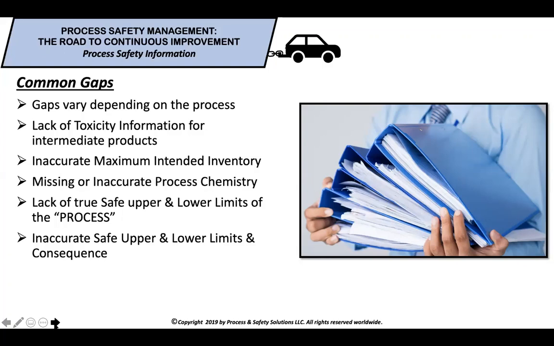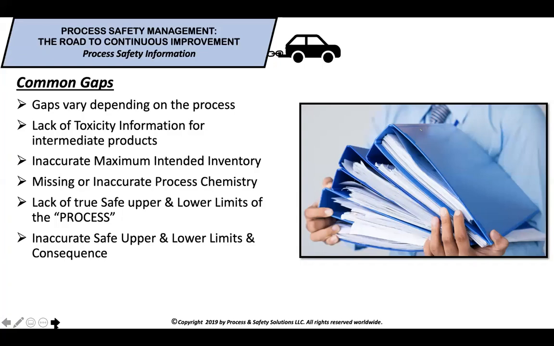Inaccurate maximum intended inventory. We see this quite often, where the maximum intended inventory information is provided, but it doesn't really reflect what they currently have in their inventory. Sometimes the inventory is based on a number rather than what is their actual intended inventory throughout the process. So what I mean by that is maybe some will say, well, we only intend to have 30% in there. But then when you go into the control room and look at levels, they're running at 50.